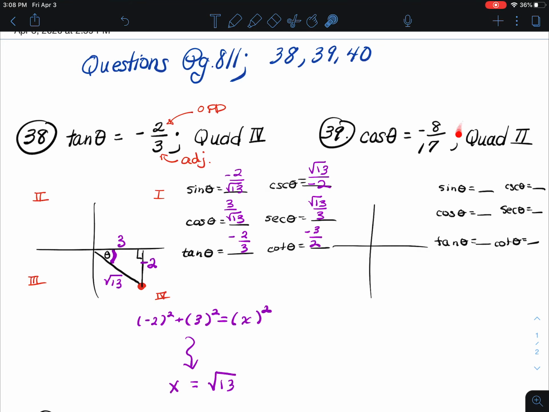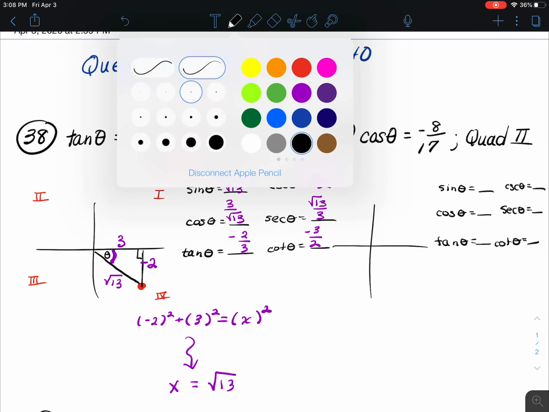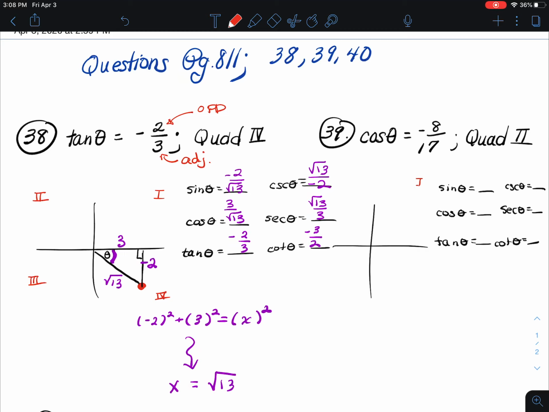Okay, so let's look at 39 real quick. This one is naming quadrant 2. So I'm going to place a point. Remember now, quadrant 2 is top left. So you're going to place a point in the top left quadrant there. Anywhere you like is fine.